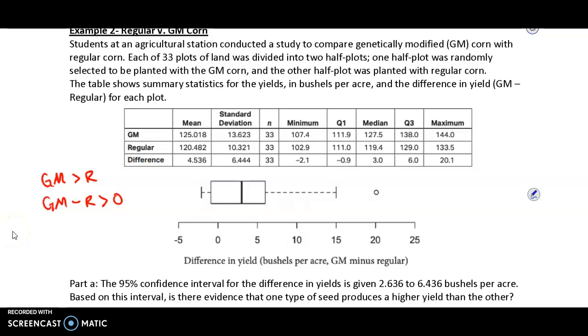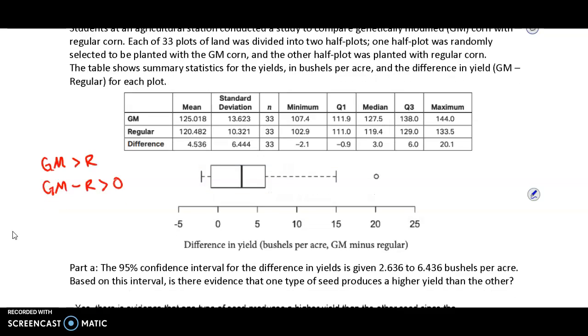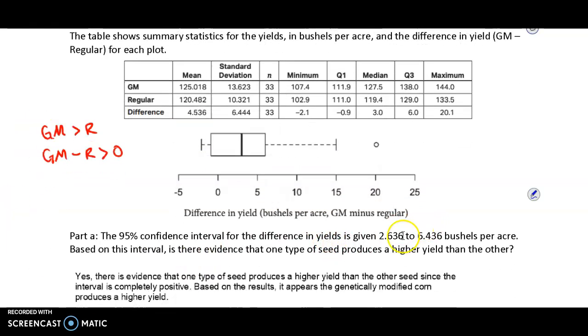Okay, so we look here at our regular versus genetically modified corn, and fun fact, this question was our practice question when the coronavirus had first started back in 2020, so I'm quite fond of this question. And we look here, and it appears that the confidence interval is given from 2.636 to 6.436 bushels per acre. Based on this interval, is there evidence that one type of seed produces a higher yield than the other? Well, yes, because 0 is not in the confidence interval. Yes, 0 is in our data, but it's not in the interval. It's not in the estimate of the true population mean difference.